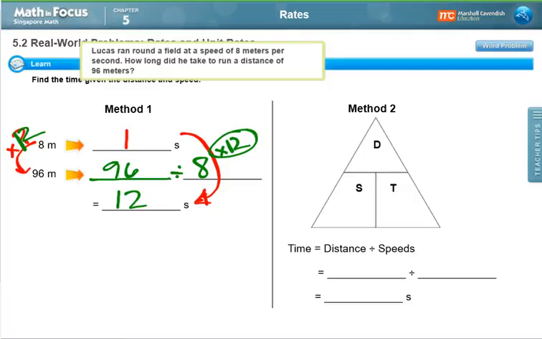Or we could use distance equals rate times time. This model is showing us that distance is equal to speed times time, or one of these bottom ones, the speed or the time, is equal to distance divided by the other one. Distance is on top, speed and time are on the bottom. So time is equal to distance divided by speed. So 96 divided by 8, and 96 divided by 8 is 12.